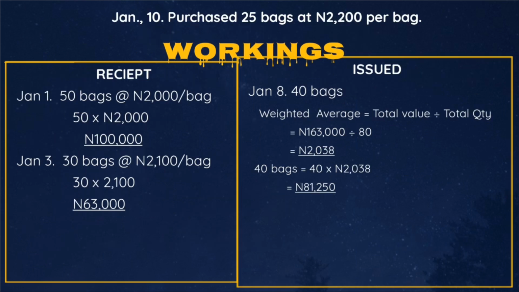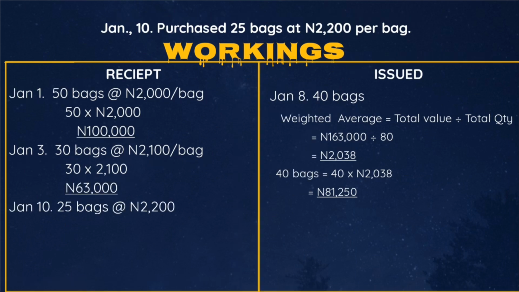Then the next item, on January 10, purchase 25 bags of cement at 2,200 per bag. Let's go back to our working sheet. January 10, 25 bags of cement at 2,200. That is at the receipt side. So that is going to be 25 times 2,200. If we multiply 25 times 2,200, that is going to give us 55,000 naira. The quantity is 25, the price is 2,200, while the value is 55,000.